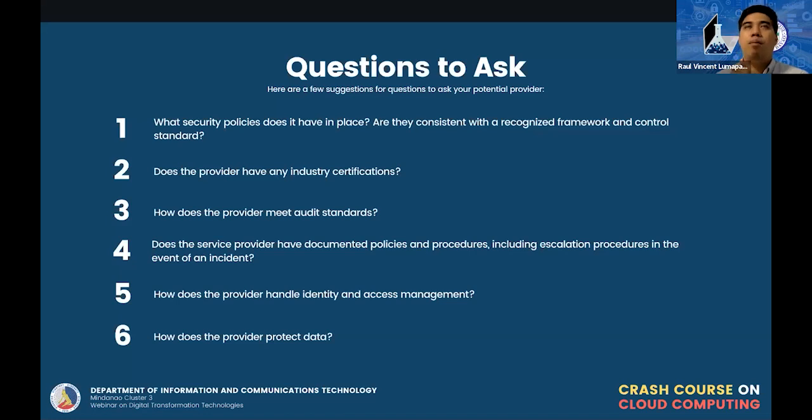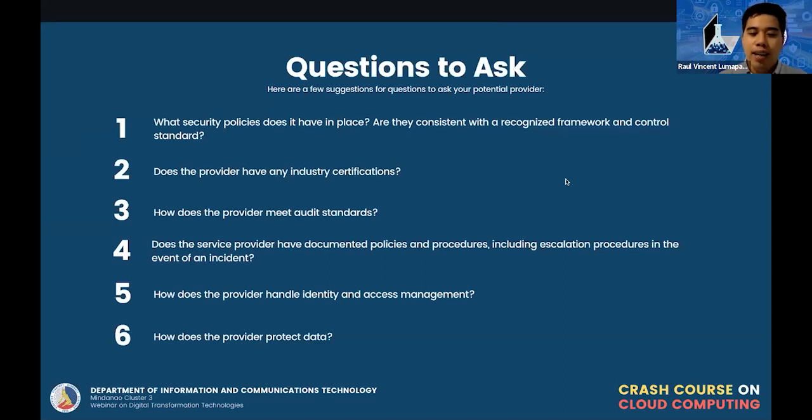So the questions that you need to ask when you talk with a potential provider: what security policies does your provider have in place? Are they consistent with recognized frameworks and control standards, particularly here in the Philippines? Second, does the provider have any industry certification? Because there are some small providers that might not have. Third, how does the provider meet audit standards? Meaning, do they have proper auditing of their security systems? Does the provider have documented policies and procedures, including escalation procedures in the event of an incident? And how would they also deal with the National Privacy Commission once they have those breaches?